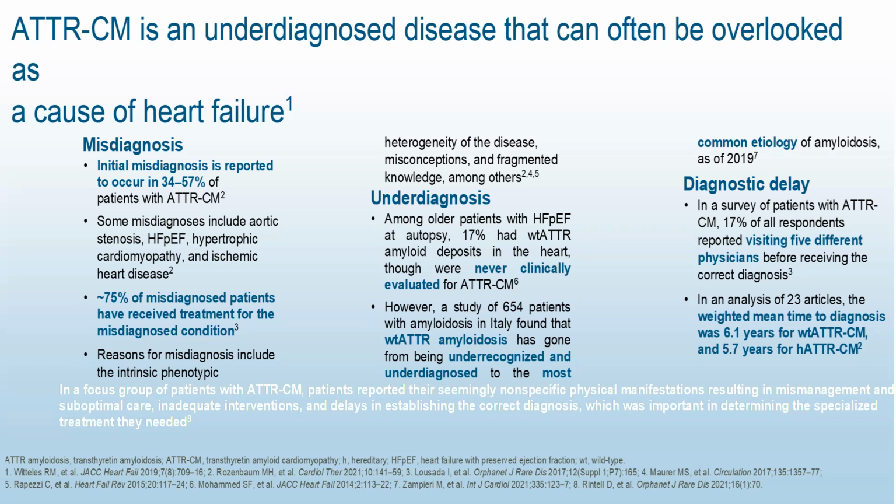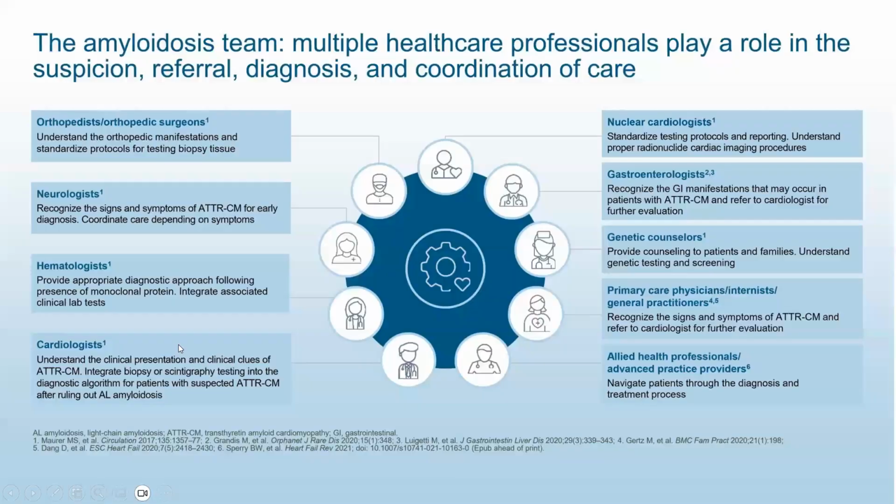And this leads to the diagnostic delay, because in a survey of patients with ATTR cardiac amyloidosis, nearly 20% of the patients visited 5 different physicians before reaching a definitive diagnosis. And the time to diagnosis was nearly 6 years for detecting the ATTR, whether it was the wild type or the hereditary type. So it is important actually to know the symptoms and the signs and what the red flags are for early diagnosis.